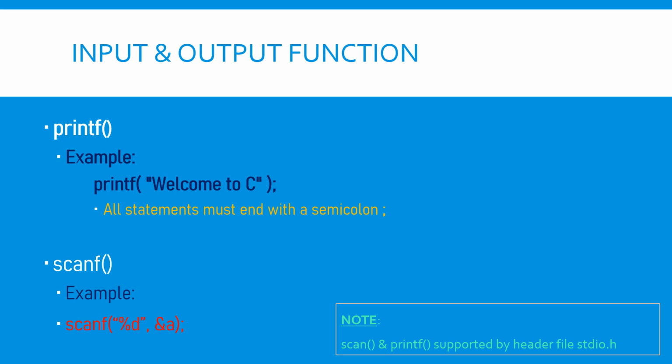Input function is scanf, and if I have to read some value from the keyboard for the variable A, it can be done in the following format: scanf("%d", &A). Here %d means that we are inputting an integer value with the help of the scanf function, and &A is the variable to which we have to store the value. A is the variable name, and &A says go to the address of the variable and store the value.